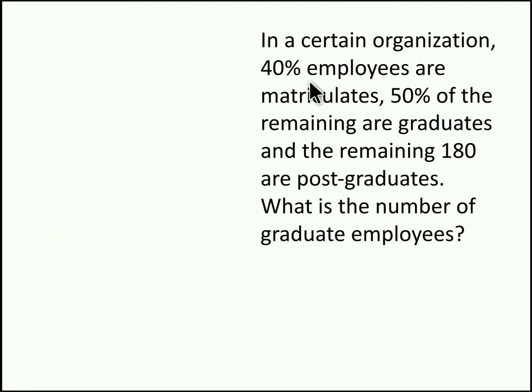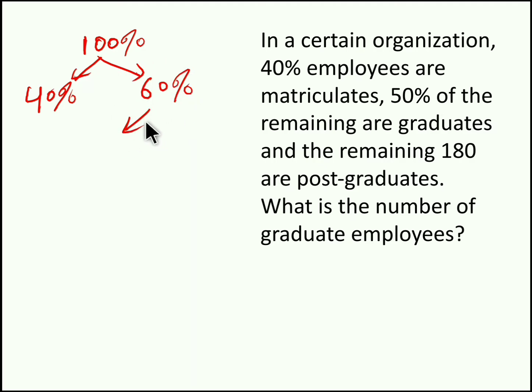In a certain organization, 40% of the employees are matriculates, 50% of the remaining are graduates, and the remaining 180 are postgraduates. What is the number of graduate employees? So in an organization, out of 100% of employees, 40% are matriculates. So the remaining will be 60%. Now you should not take 50% from 60%. They are asking 50% of the remaining are graduates. So 50% of 60% is how much? So 50% of 60% is 30%. So this 30% are graduates.